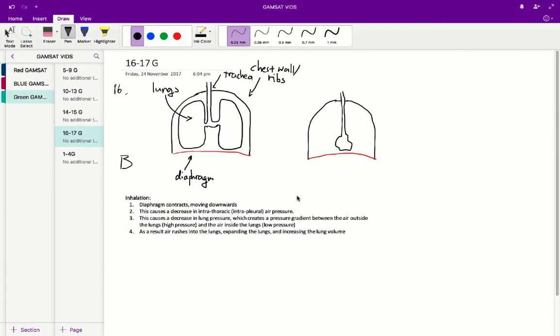In question 17, we're asked to figure out which of the sequence of events occurs earliest when inhalation as a process is begun. What usually happens in inhalation is the diaphragm contracts, moving downwards, which causes a decrease in intrathoracic or intrapleural air pressure. In the normal lungs, the intrathoracic or intrapleural area is the area between the lungs and trachea and the chest wall. So it's just this little bit here.